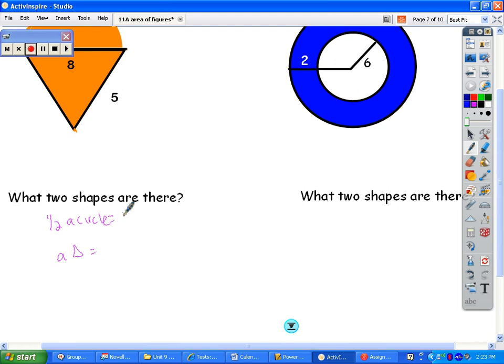So a circle is pi r squared. The radius would be from the center to the end, so it's half the diameter, so it'd be 4. So we have pi 4 squared, which is 16 pi if I leave it in terms of pi. A triangle would be 1/2 base times height. Now they don't give us the height, so we have to draw it in. So that is our height.